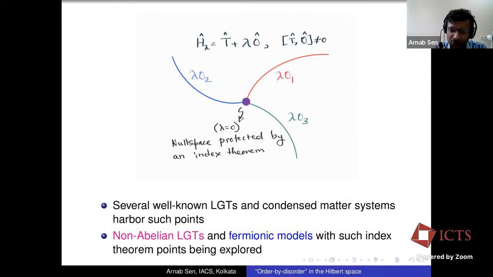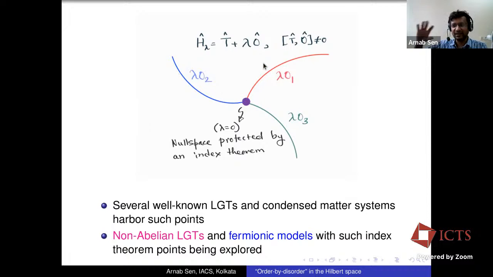So basically, even though I have talked about two very particular models here, the quantum dimer model and the quantum link model, what I'm trying to indicate here is something more general. So there may be a class of theories, right? And in fact, there are very well-known lattice gauge theories and condensed matter systems, which in their extended parameter space, harbor strongly interacting points. So these points don't have any weak coupling description. And these strongly interacting points have null spaces protected by this index theorem. And then you can add certain perturbations. In fact, this word perturbation is also a misnomer because this lambda can be order 1, as I already showed to you during my lecture.